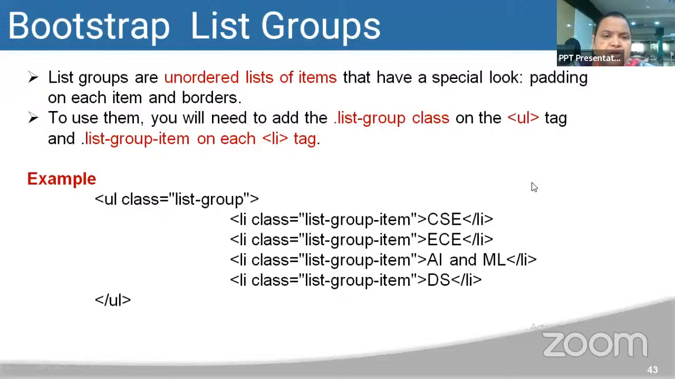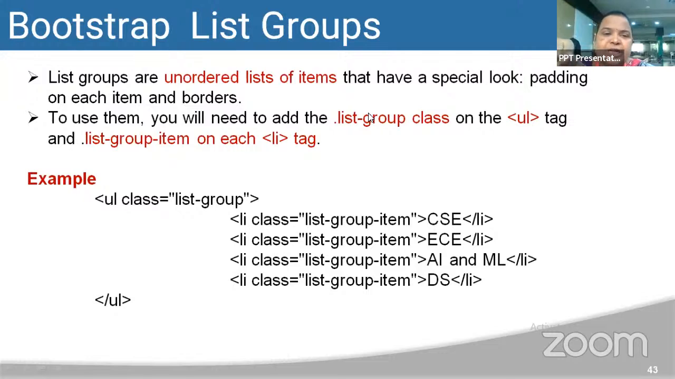The list groups are unordered lists of items that have special padding and borders on each item. Each individual list is represented with different padding. That is, one list followed by the line, and then the second list followed by the line, the third list followed by the line, as a representation, and then a box representation.